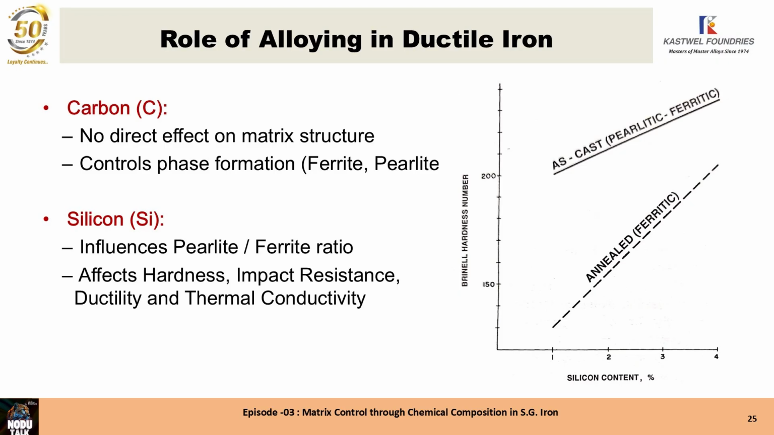Carbon has no direct effect on matrix structure, but it controls the formation of ferrite and pearlite. Silicon influences the pearlite-ferrite ratio and affects hardness, impact resistance, ductility, and thermal conductivity. Look at the graph: as the silicon content increases, the Brinell hardness increases in both annealed ferritic iron and as-cast ferritic iron.